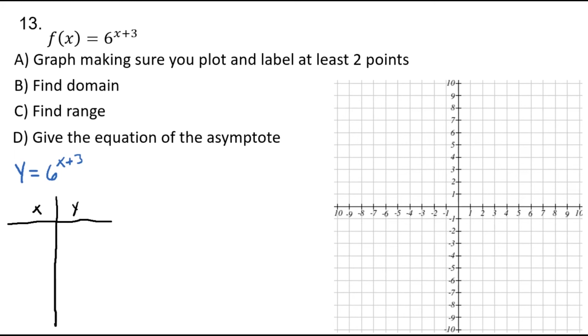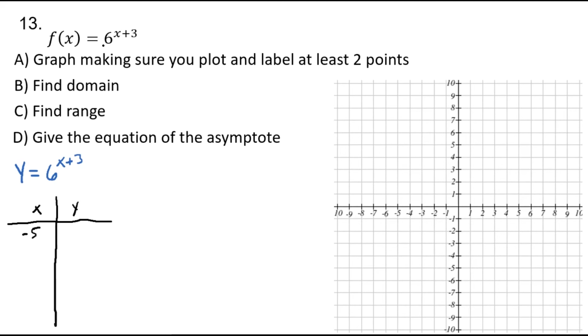So let's start with, you kind of got to think a few steps ahead. You want some numbers that work out fairly well. Remember, I'm plugging in values of x here. If I pick x equals 0, then I'm taking 6 raised to the 3rd power, which is going to give me a huge y value, and I don't have that much space on my graph over here. So what I want to do is pick numbers that work out well for me. I'm going to start with -5.